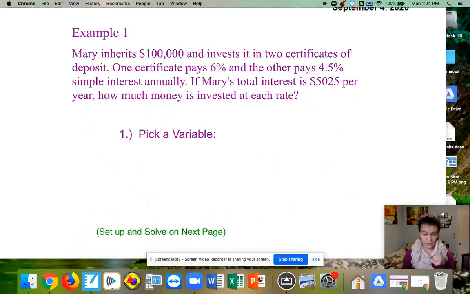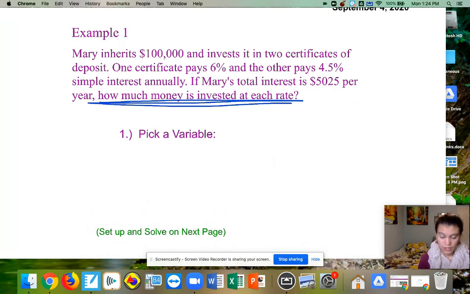So first step, pick your variable. Here, it doesn't really matter what you pick, but we have 2 things. We want to look at what we're trying to find. So when you're picking your variable, look at the question. We want to know how much money is invested at each rate. So we want some sort of money invested. It needs to be our variable. We can either pick it at the 6% rate or the 4.5% rate because we're asking for 2 things. So pick one of them to be your variable.